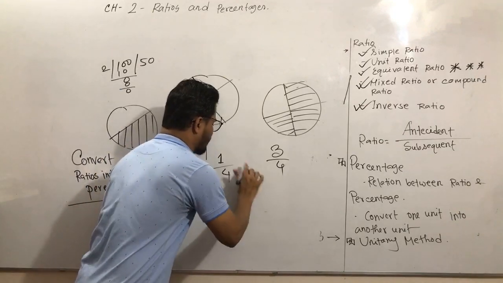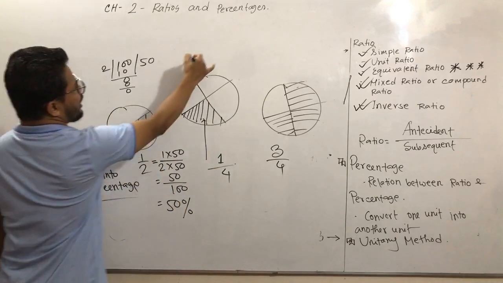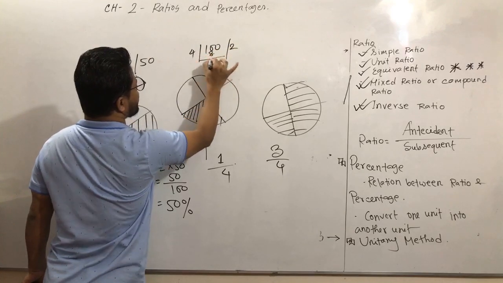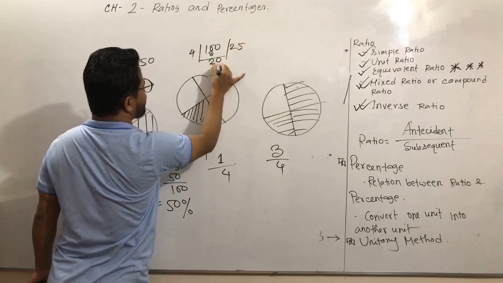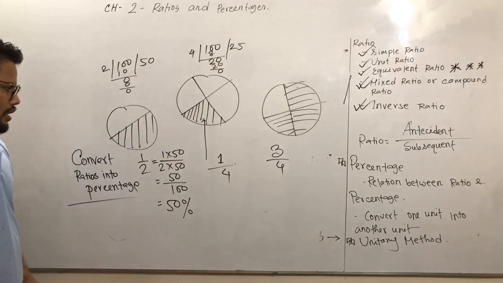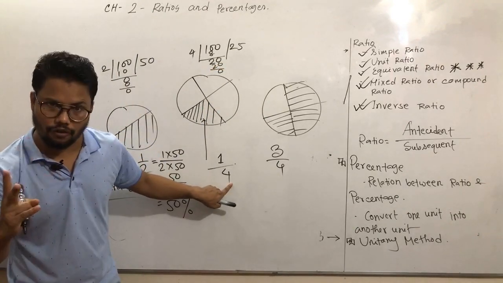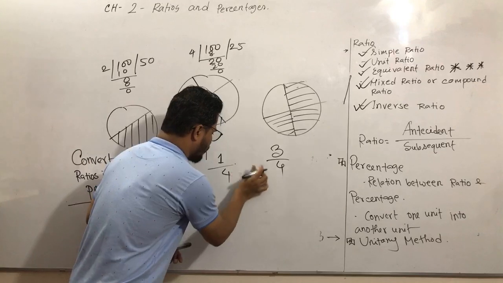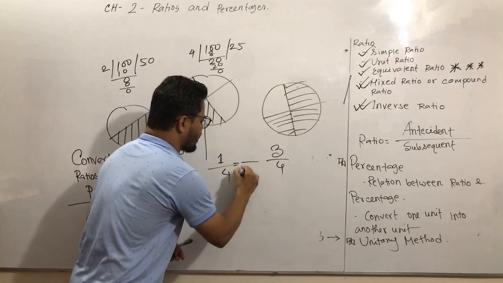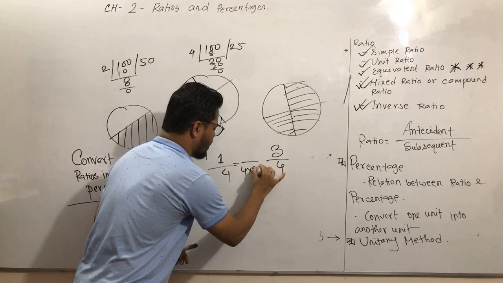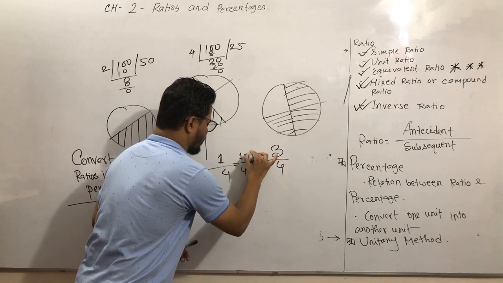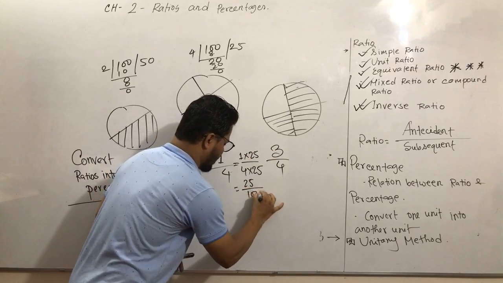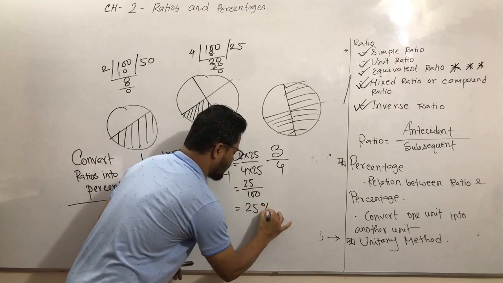Now the second one, 1 by 4. Divide 100 by 4. You will get 25, because 4 times 25 is 100. So you can multiply both the antecedent and the subsequent by 25. You will get 25 divided by 100, which indicates 25%.